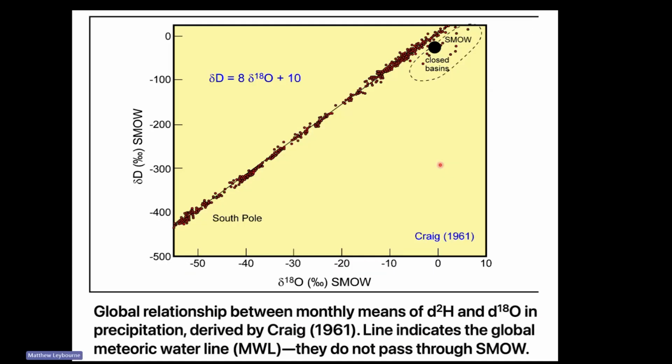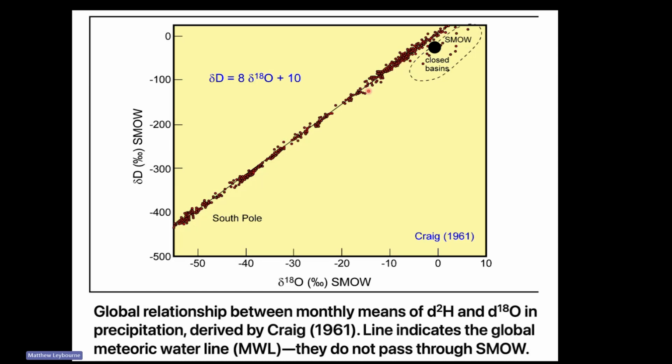And so we can take waters anywhere in the world, rainfall or snowfall, and in most cases, they're going to fall right along this line. And this line is the hydrogen isotopes. So this graph is hydrogen isotopes versus oxygen isotopes. Standard mean ocean water, or our standard, is up here at 0, 0.